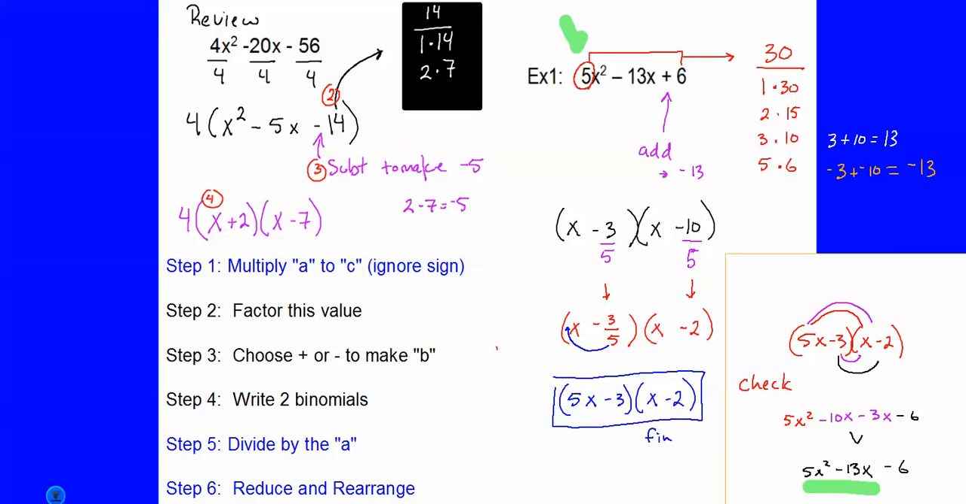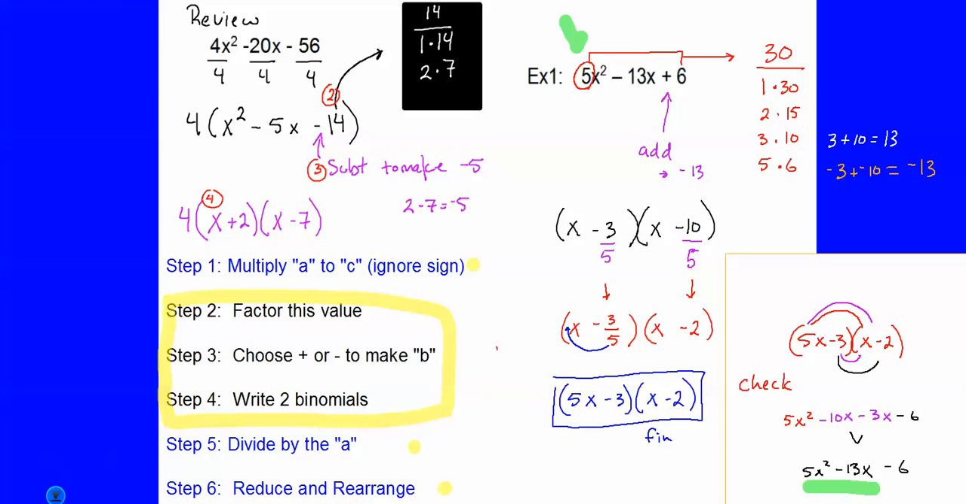So what we had before, when our a was equal to 1, we had these same interior 3 steps. All we've done is we've added multiplying a to c, and we ignore the sign. We would divide by the a that we've just multiplied by, and then we will reduce and rearrange. And this allows us to factor when a does not equal 1.